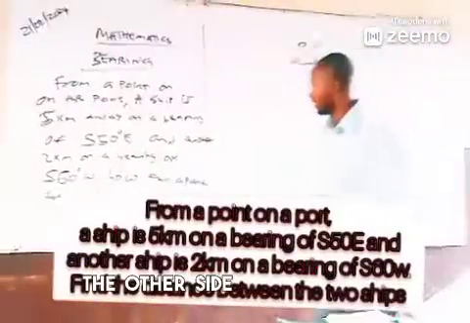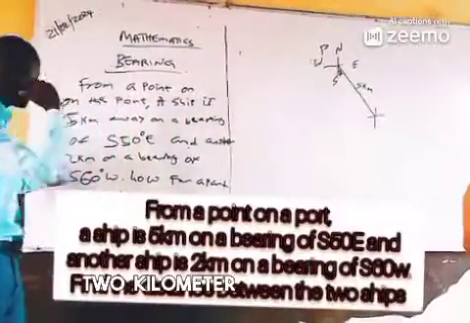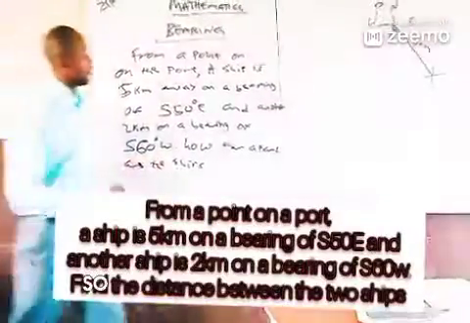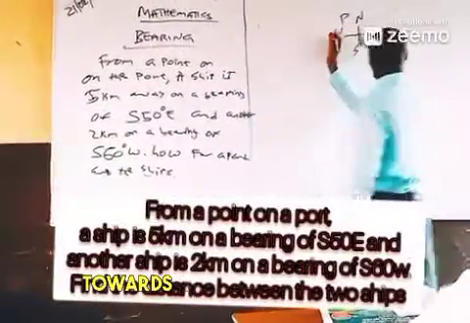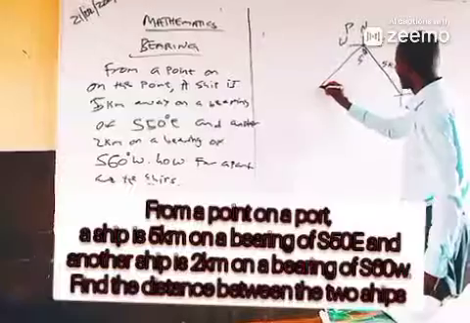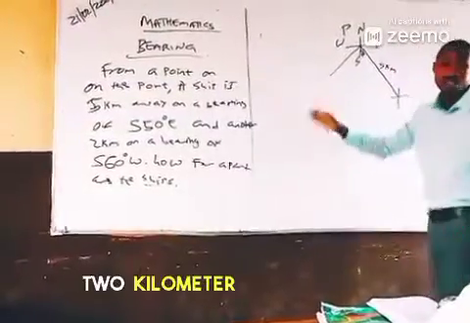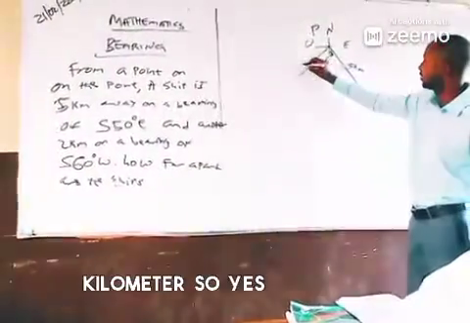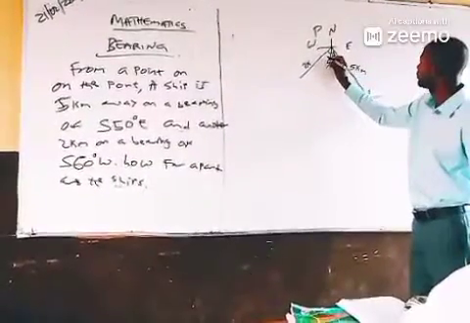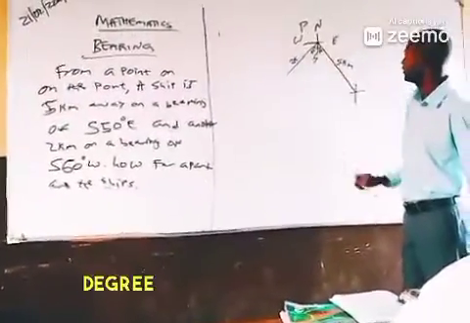Then on the other side, we have 2 kilometers on the bearing of 60 degrees southwest. So from south, you are turning towards the west, 60 degrees. And that journey is 2 kilometers. Let's assume this is 2 kilometers, shorter than 5 kilometers. So here is 2 kilometers. And then between here, we have 60 degrees.